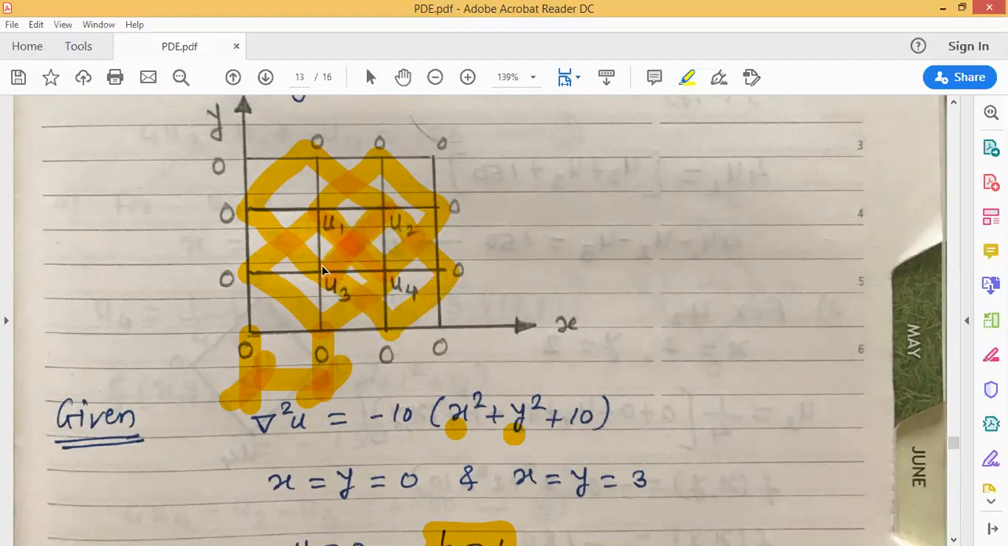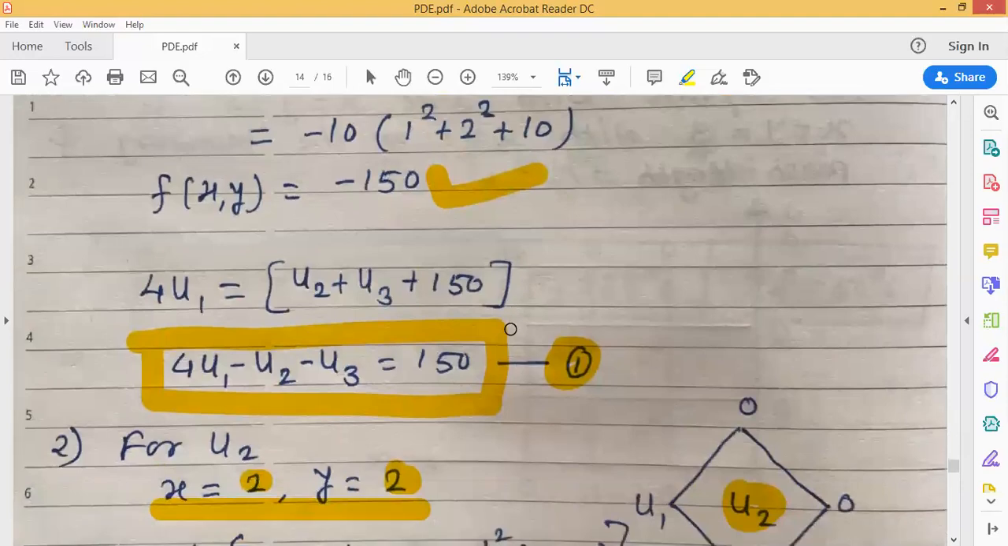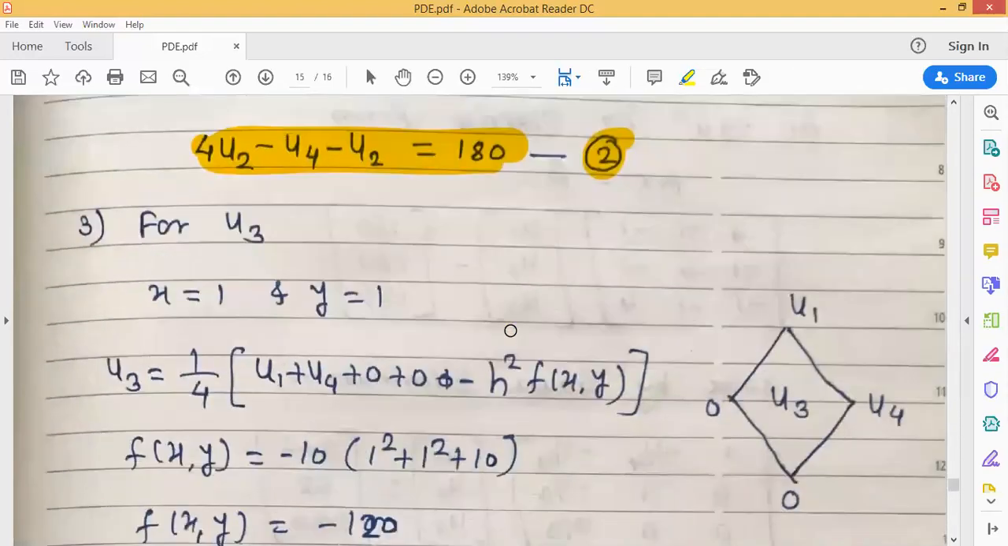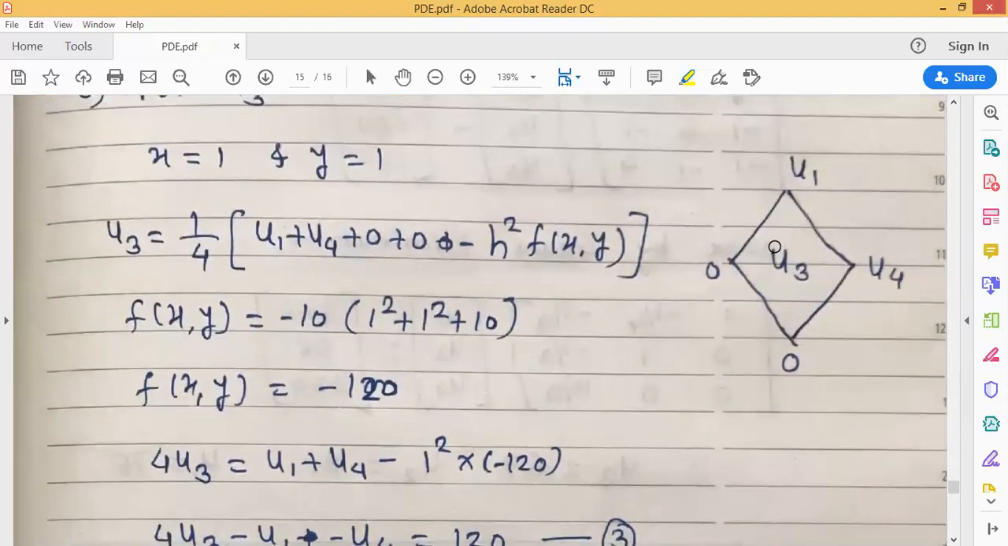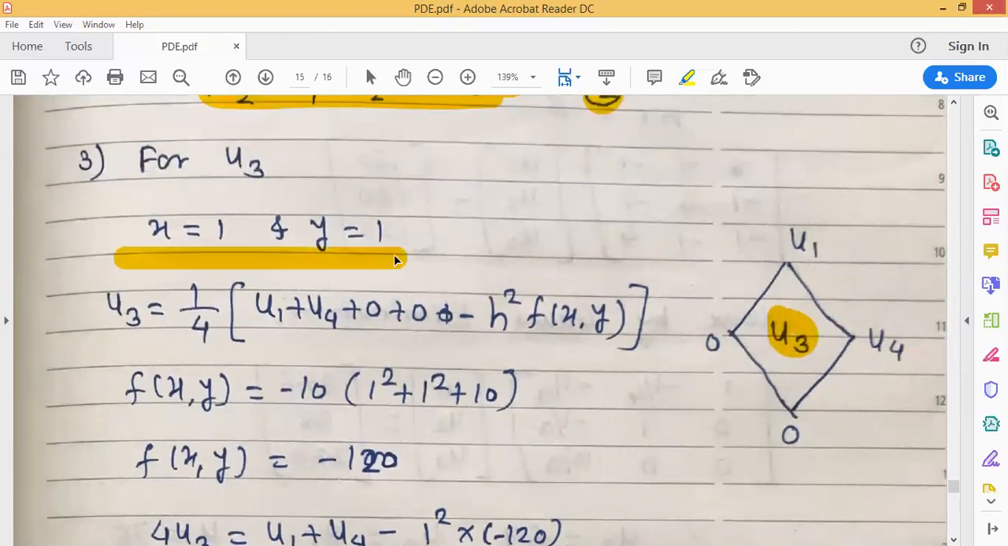Hence, in that u3 case, the coordinate of u3 is 1 comma 1 and the coordinate of u4 is 1 comma 2. So I have to draw the rhombus separately here to calculate the value of u3. For that purpose, the x and y coordinates are 1 comma 1. So these are the corner points of the rhombus.